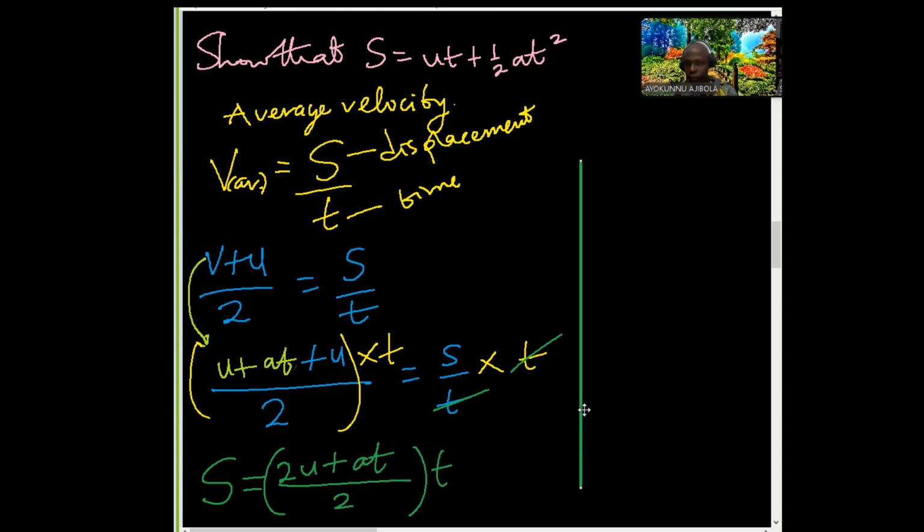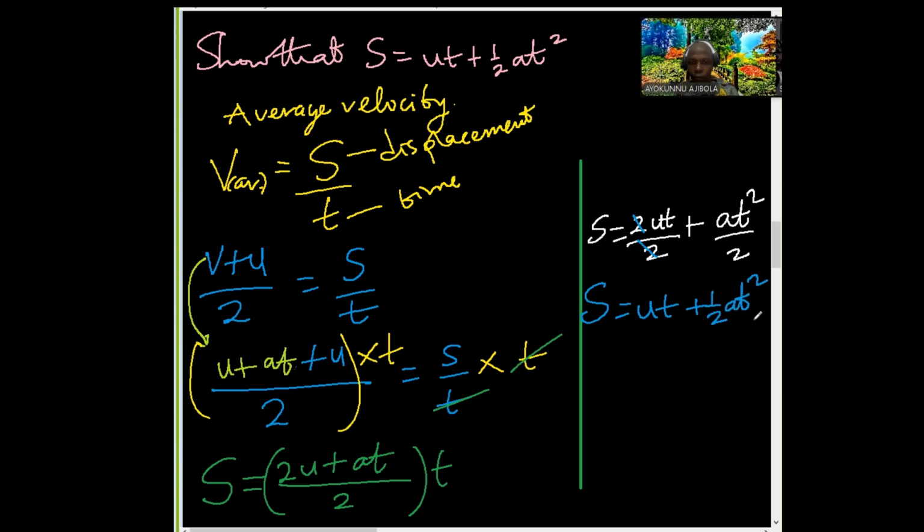Then finally, you can say s equals 2ut over 2 plus at square over 2. So if 2 cancels 2 here, we have s equals ut plus half of at square, okay? That is at square over 2. Is that clear? Yes, sir. Okay.